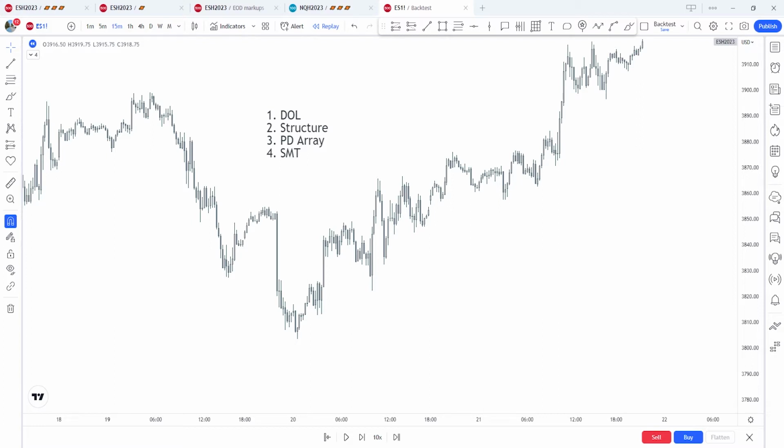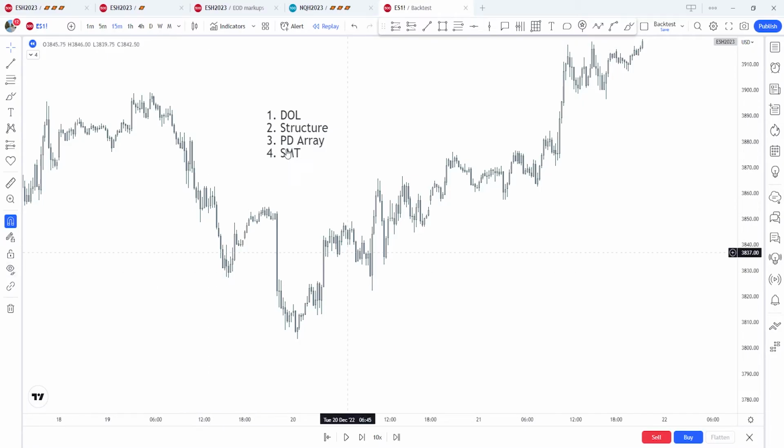SMT is smart money technique. It's basically a crack in correlation, as ICT calls it. When it happens with a correlated pair, it means that either one pair is under heavy accumulation, or if we're bearish, one pair is under heavy distribution. So let's dive into it.